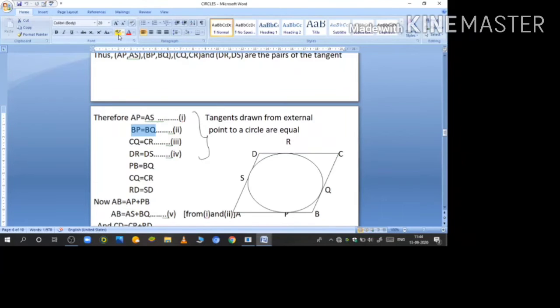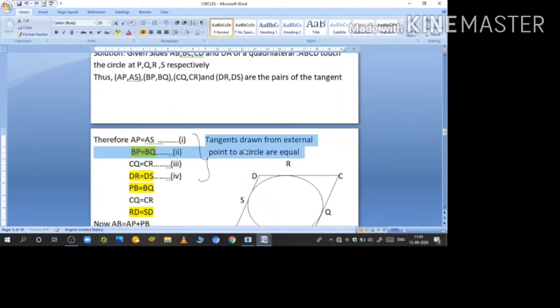So you can see that BP is equal to BQ. The same BP can be written as PB is equal to BQ, CQ is equal to CR as it is, and DR is equal to DS can also be written as RD is equal to SD. If you interchange the letters also, the tangents are the same. So tangents drawn to a circle from an external point are equal. According to that, we are writing all these things.